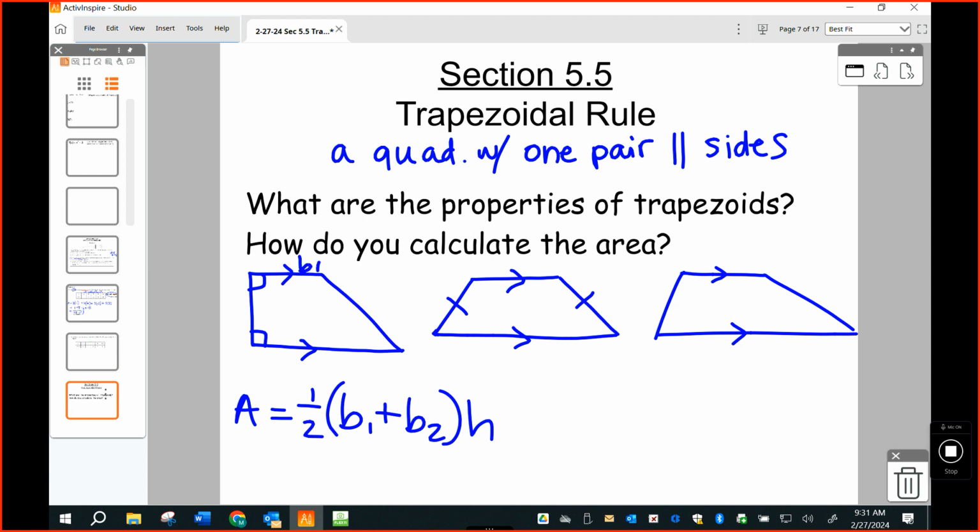The ones that are parallel to each other are the bases. And then what's the height? From base one to base two. It's the distance between the two bases that is your height, right? So for a right trapezoid, the height is actually a side. For any other type of trapezoid, it's just the distance between the two bases, okay?